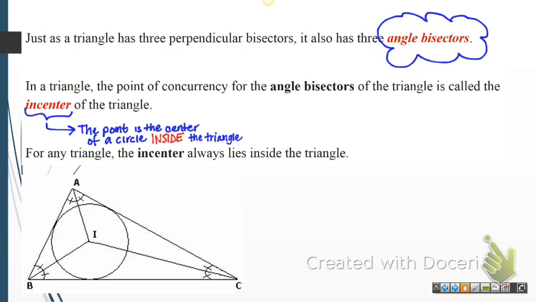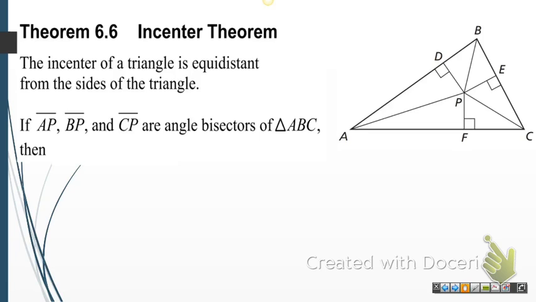Okay. So again, we're looking at angle bisectors instead of perpendicular bisectors, and it's causing the circle to be drawn inside the triangle as opposed to around the triangle. So we get an incenter instead of a circumcenter. And what we notice for this circle is that instead of being equidistant from the vertices, the circle is now equidistant from the sides of the triangle. Okay, so the incenter is equidistant from the sides of the triangle, and that's this theorem right here. The incenter of a triangle is equidistant from the sides of the triangle.